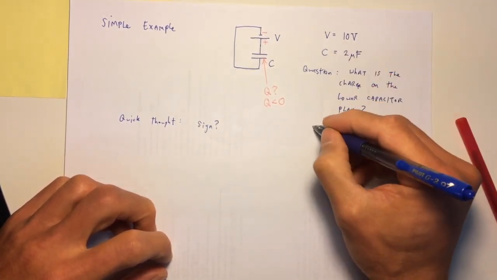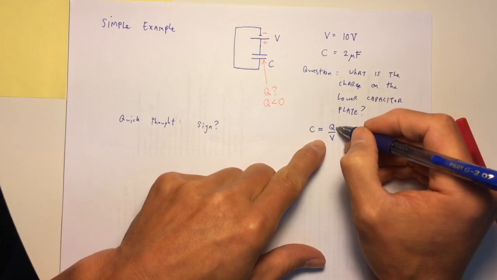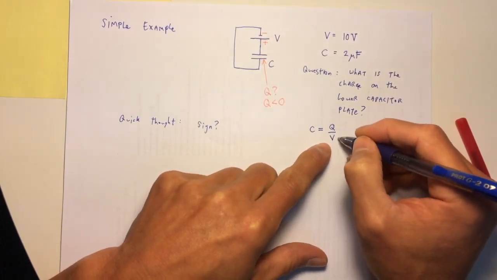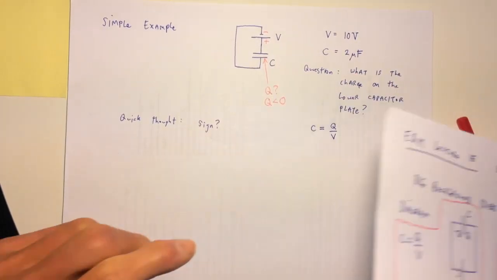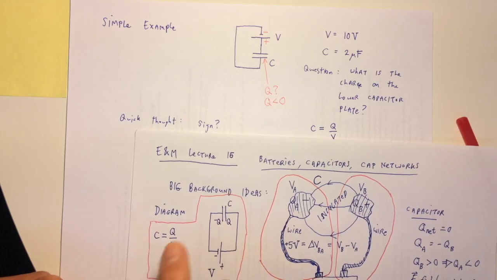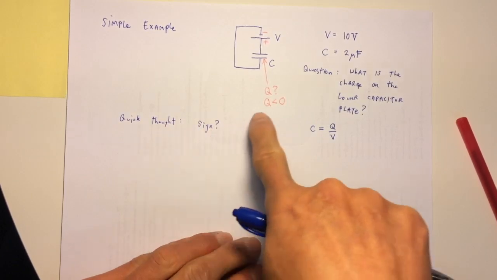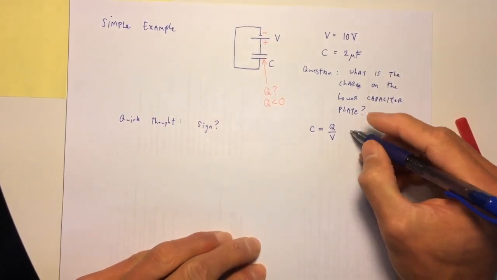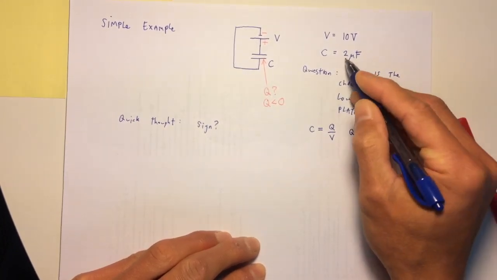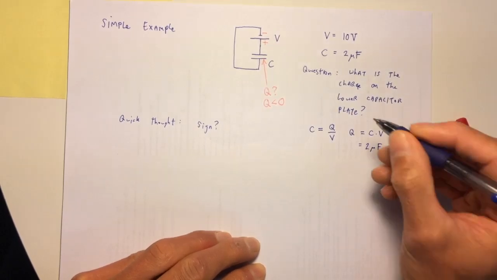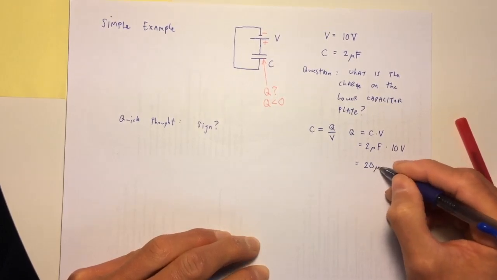So remember that C is Q per V. We'll have to be careful, because I labeled this as Q when in the drawing over here it's really the negative Q. But I'm going to be a physicist and just keep that as a thing that I know I need to worry about. So you can solve for Q really quickly. It's equal to C times V, and C is 2 microfarads, and V is 10 volts, and you get 20 microfarad volts.